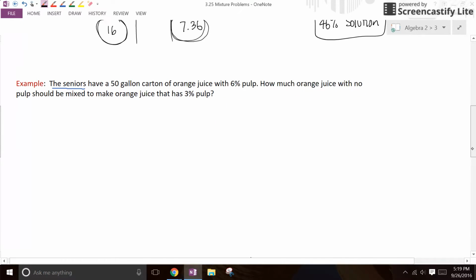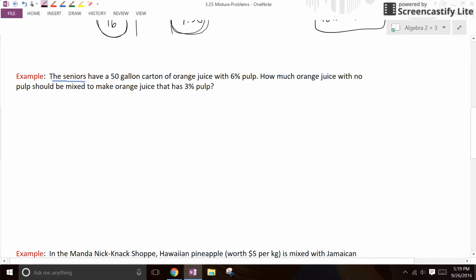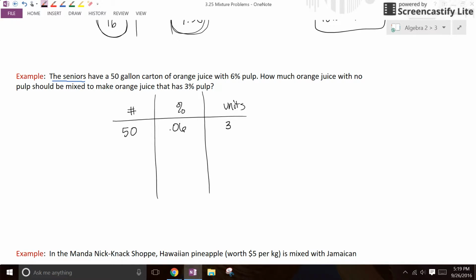What about this one? The seniors have a 50-gallon carton of orange juice with 6% pulp. How much orange juice with no pulp should be mixed to make 3%? All right. So we have number, then we have percent, and then we have units of orange juice, I guess, or units of orange. So they have 50 gallons of 6%. So when you multiply that together, you would get 3. 3 units of oranges is what I think of it as. It's like 3 oranges or something. It's not really what it is, but that's what it feels like to me.